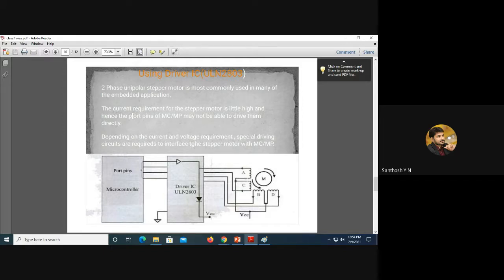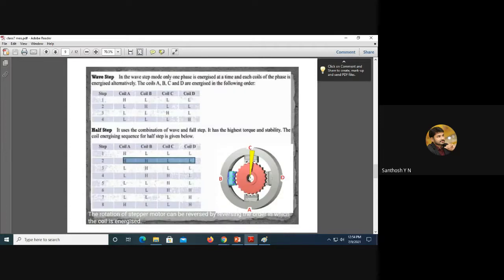All right. So we have discussed 3 ways of energizing the coils. What are the 3 that we have discussed? Half step, full step, and wave step.